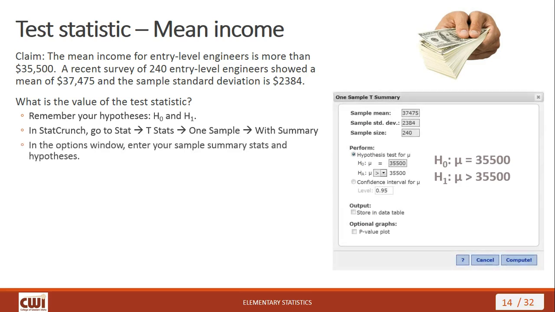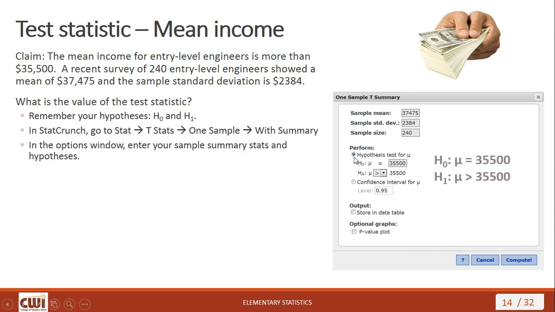When we get to our options window, we're going to put in the information that's required. Notice how we put in the sample statistics just as we normally would. So the sample mean, 37,475, sample standard deviation, 2,384. Our sample size is 240, so we'll stick that in here.